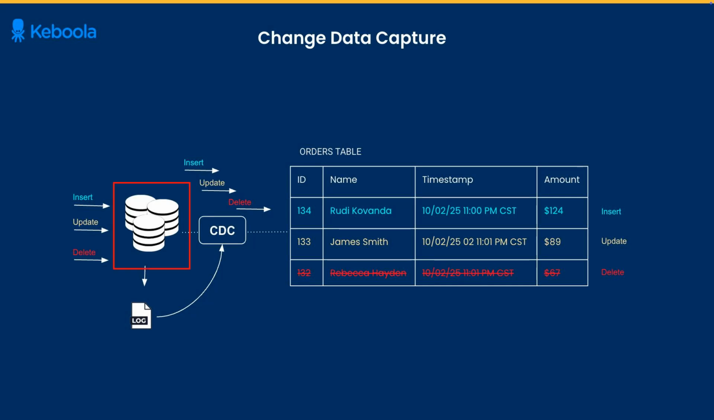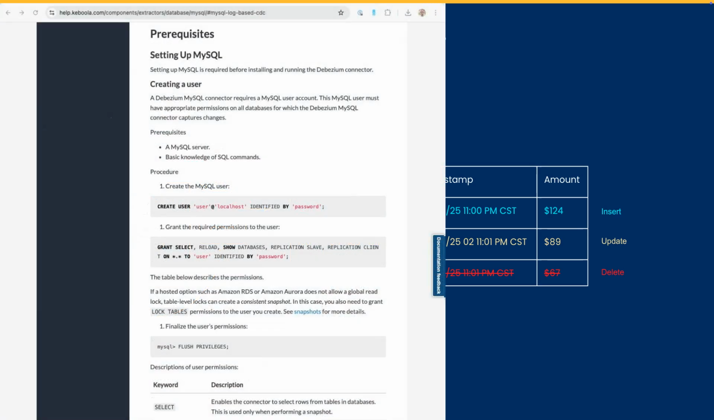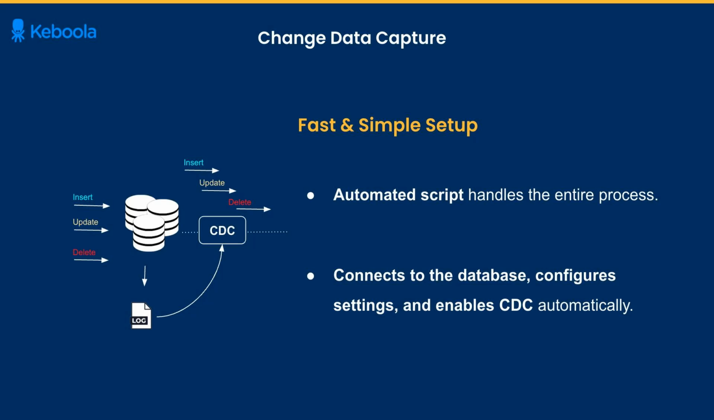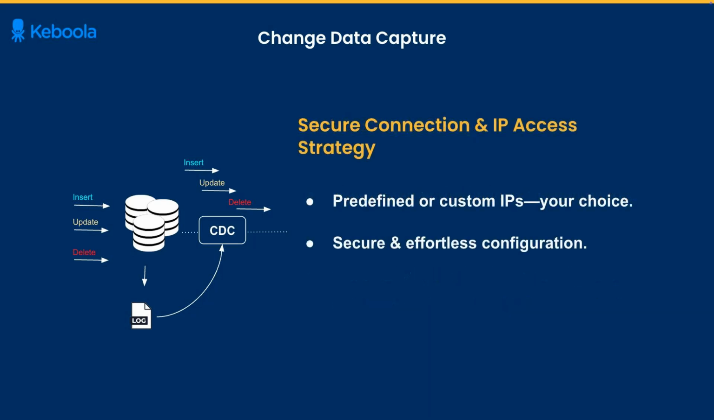Setting up CDC is fast and effortless. Our automated script handles everything, connecting to the database, configuring settings, and enabling CDC. You'll also define your IP access strategy. Choose Keboola's predefined IPs for a secure connection, or configure custom IPs based on your security needs. The script automates permissions, creates a database user, and finalizes the setup.